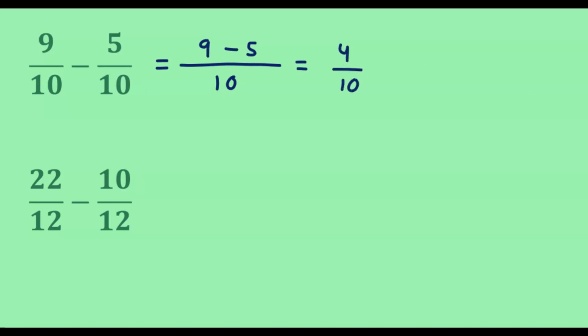Now we can reduce this fraction. The greatest common factor of 4 and 10 will be 2. So we divide the numerator of 4 by 2, and we divide the denominator of 10 by 2 as well. 4 divided by 2 is equal to 2. 10 divided by 2 is equal to 5. And so this is our required answer. 9 over 10 minus 5 over 10 is equal to 2 over 5.